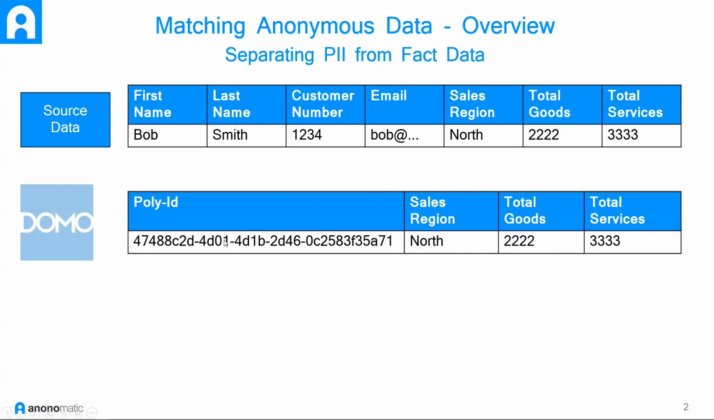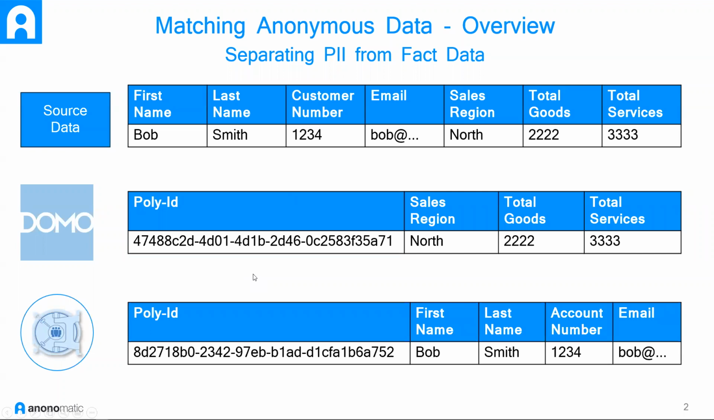We also have a non-identifying polyanonymous or poly ID. The poly ID can be used to combine data on the same individual when it comes from the same data source and is keyed off of the same value, in this case, the customer number. It's also called polyanonymous because it has multiple values.